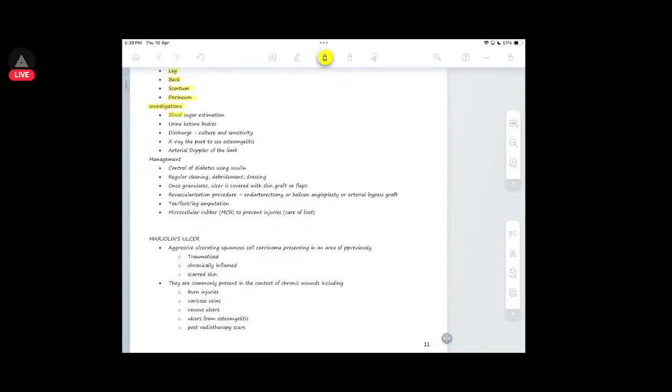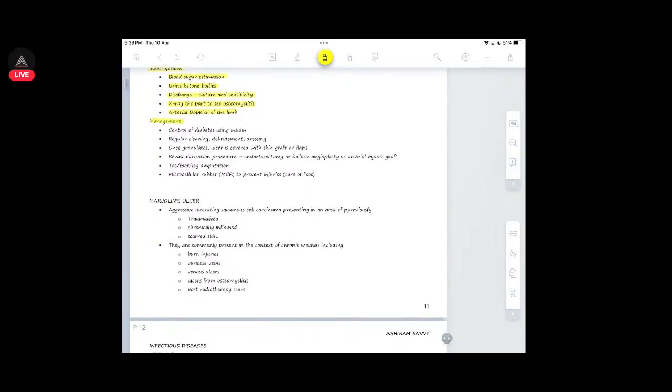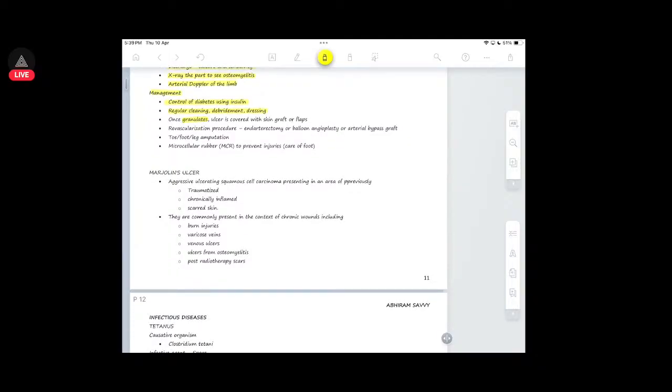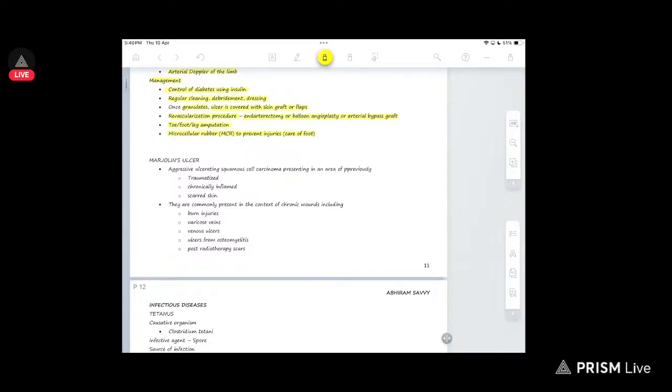So investigations, you have blood sugar estimation, urine ketone bodies, discharge for culture and sensitivity, X-ray the part to see osteomyelitis, and arterial Doppler of the limb. Doppler you do, X-ray, discharge, urine ketone bodies, and blood sugar. Management, you control diabetes using insulin. There is regular cleaning, debridement, and dressing to be done. Once it granulates, ulcer is covered with a skin graft or flaps. Revascularization procedure, you have endarterectomy or balloon angioplasty or arterial bypass graft. You have toe, foot, or leg amputation, and microcellular rubber to prevent injuries. So you take care of your foot.